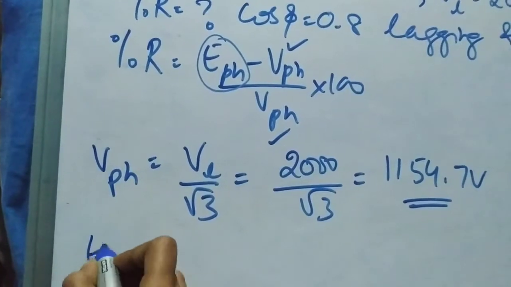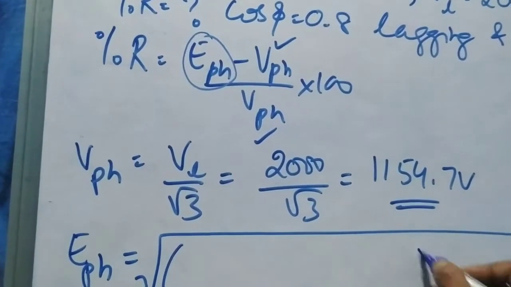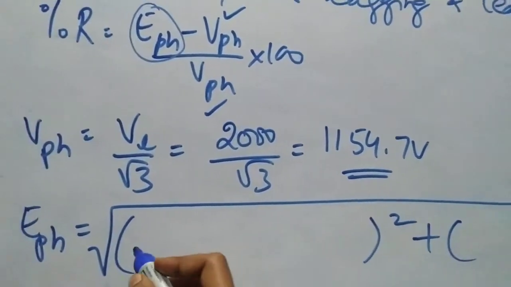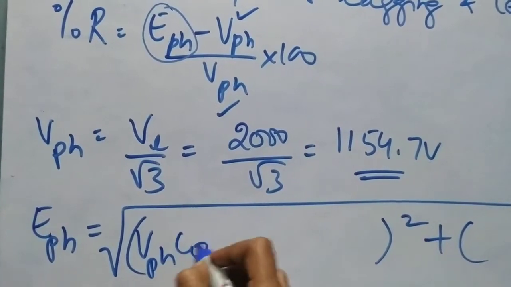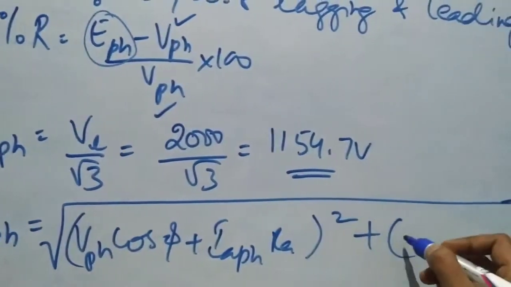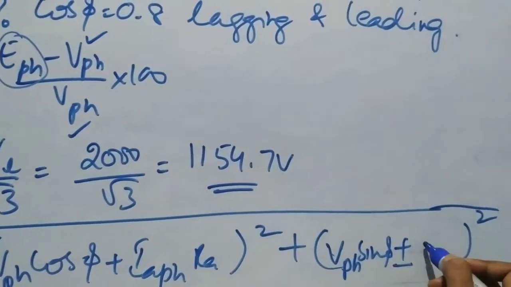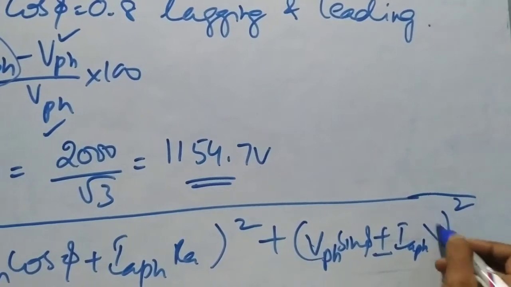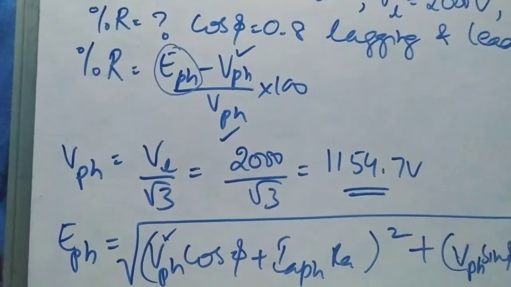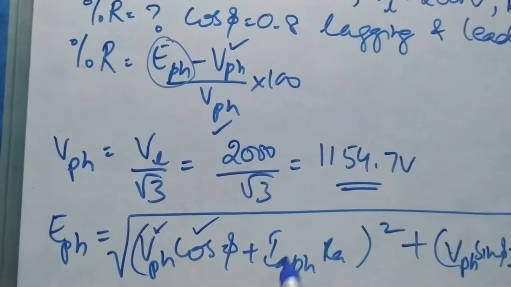The next aim is to determine the E phase. The formula for the E phase is equal to square root of A square plus B square. What is A? A is V phase into cos phi plus IA phase into RA, whole square, and B is V phase into sin phi plus or minus IA phase into XS, whole square. In this case V phase is substituted as 1154.7 volts, and cos phi is 0.8.